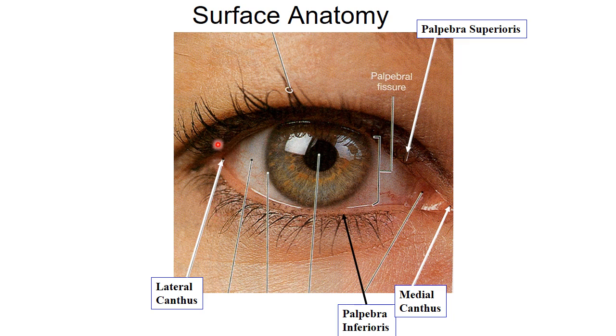And then the eyelids are going to meet laterally and medially. What we commonly refer to as the corners of the eye are the canthi. Where the two eyelids meet out here, the lateral corner of the eye is properly called the lateral canthus. And the medial corner of the eye, where the two eyelids meet, that's the medial canthus.